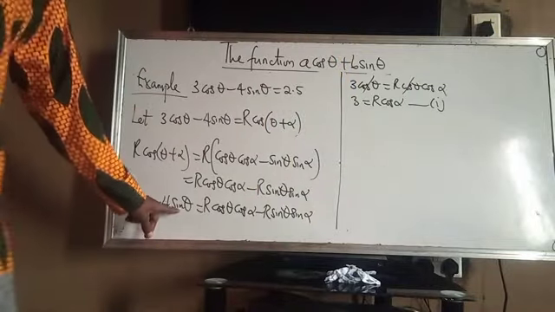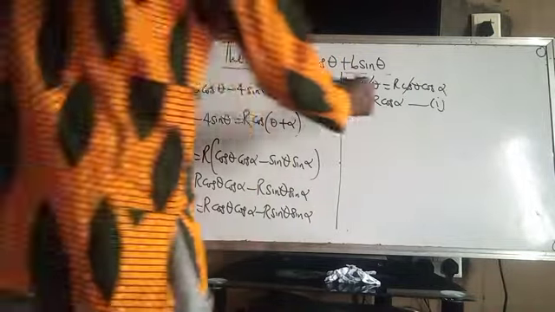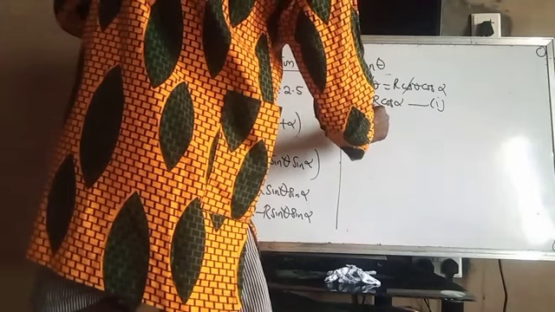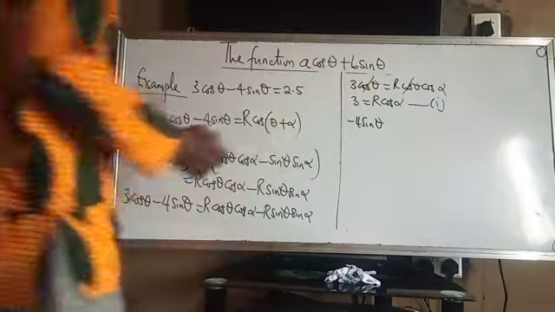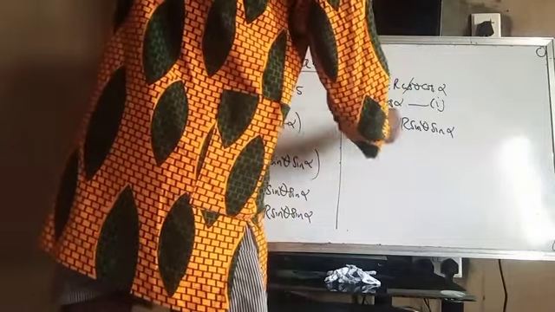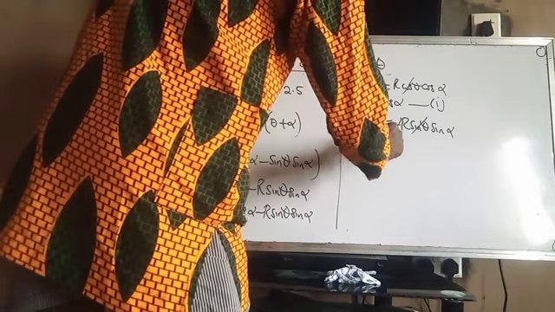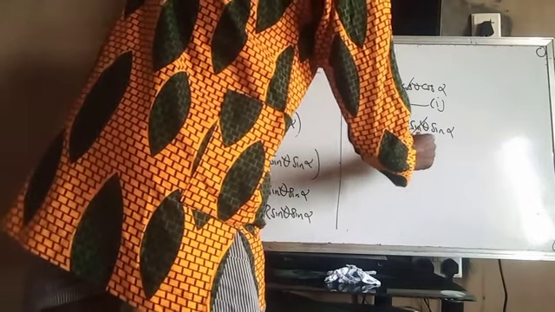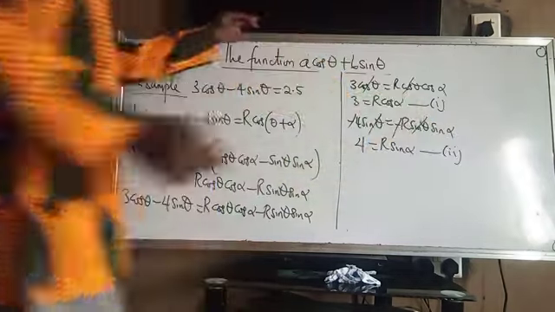Looking for sine theta here, you have minus 4 sine theta, because it's minus, is equal to minus R sine theta sine alpha. Minus cancelling minus, sine theta cancelling sine theta, you have 4 equals R sine alpha. So that forms equation 2.